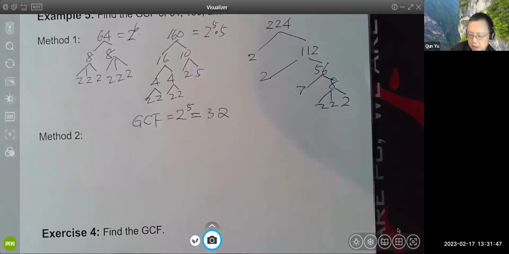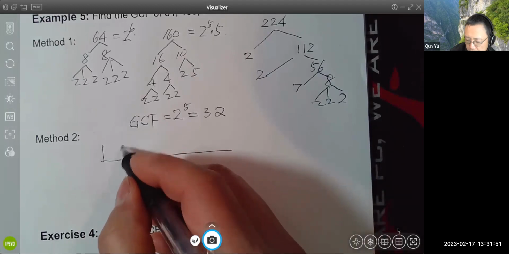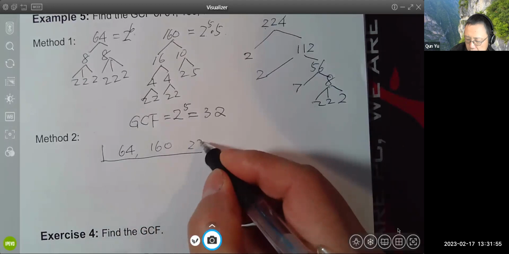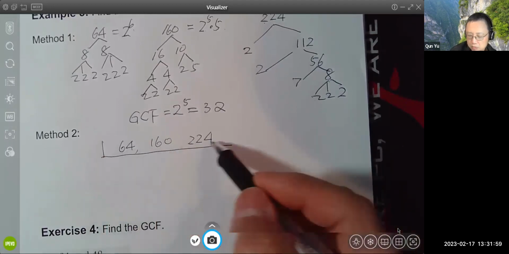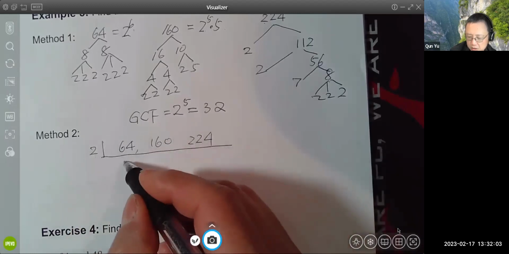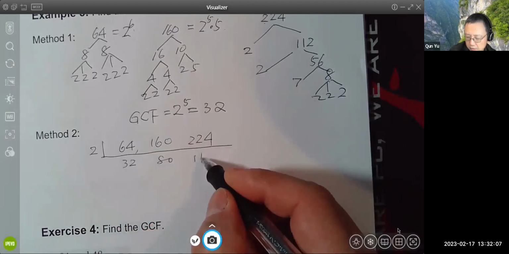Now let's look at the second method, box division. We're going to put these 3 numbers inside the box. Now we need to have a common divisor to all of these 3. So at least 2, because they're all even numbers. This is going to be 32. This is 80. That's 1, 1, 2.